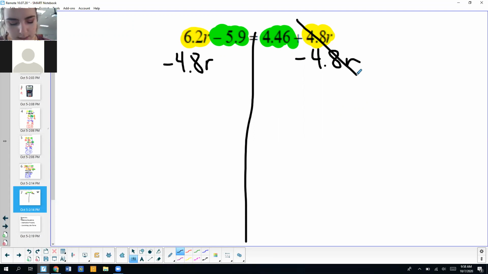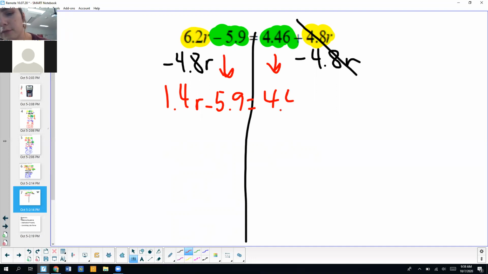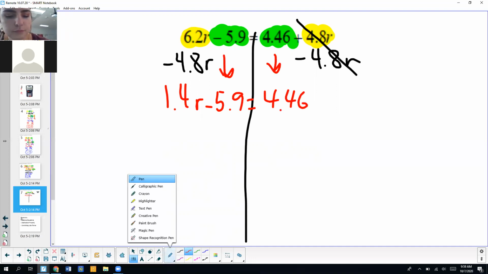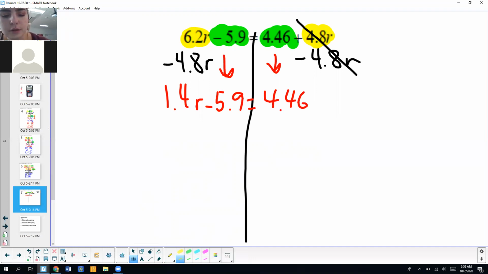6.2 minus 4.8. That's going to give me 1.4r. I'm going to bring down my constant, negative 5.9. And then I'm going to bring down my other constant, 4.46. All right, I'm going to go ahead and highlight my variable term, highlight my constant term.